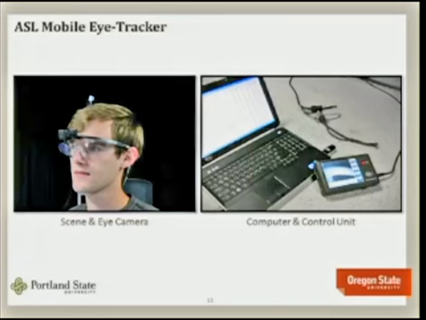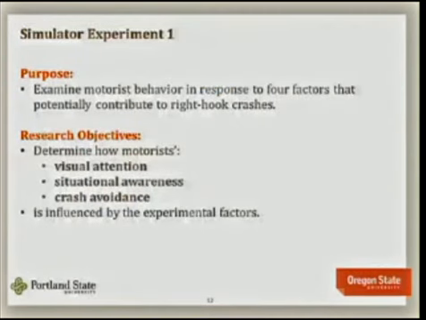So how do we apply this equipment in this particular design? Let's talk about experiment number 1. The first question we had is, what are some of the causal factors that result in a right hook crash, with particular concern for the motorist? What are their contributing factors? And we wanted to very specifically understand how measures of visual attention, situational awareness, and crash avoidance relate to crash outcomes when cars are turning right in proximity to bicycles.